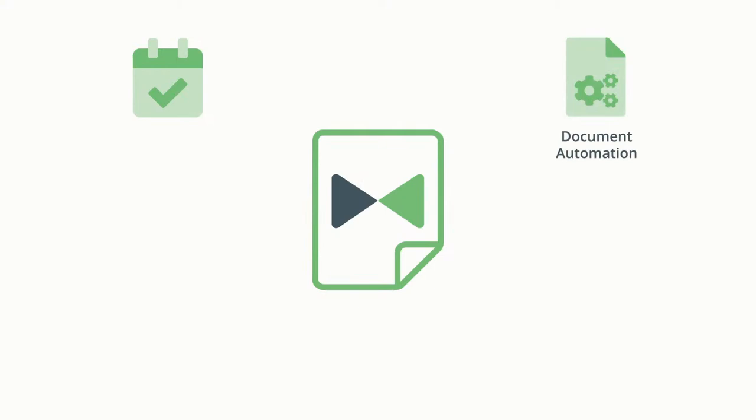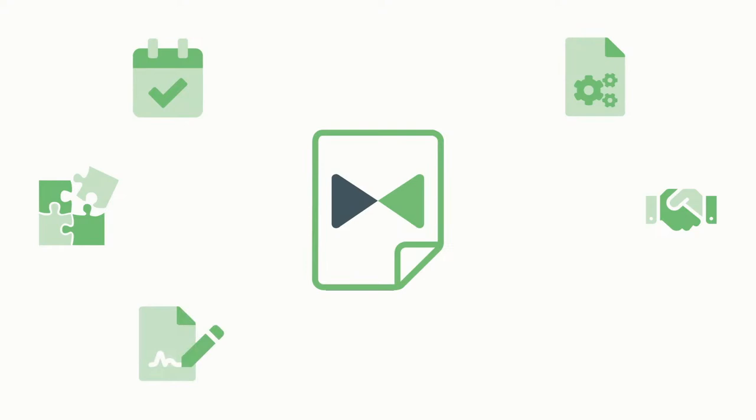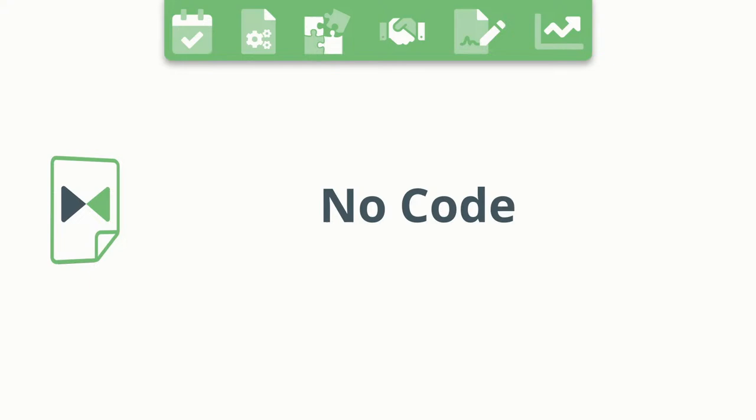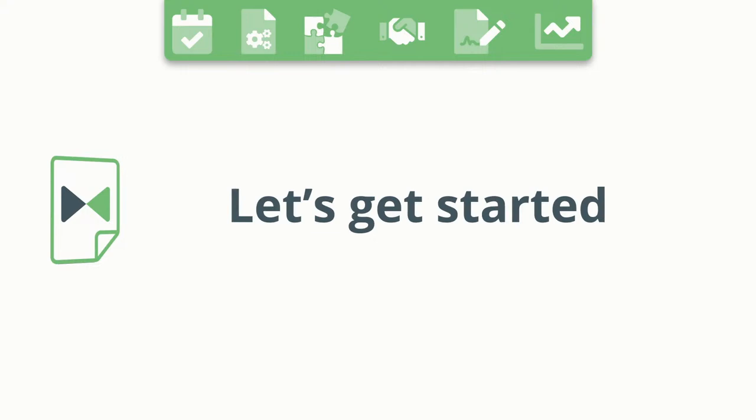Legito will help you manage the lifecycle of contracts and other documents, automate document drafting, efficiently build custom applications, collaborate and negotiate contracts, digitally sign documents, and improve your performance. Each Legito component works together seamlessly to provide a powerful solution. Legito is a no-code, enterprise-ready, and fully customizable platform. Let's get started with a quick high-level overview.